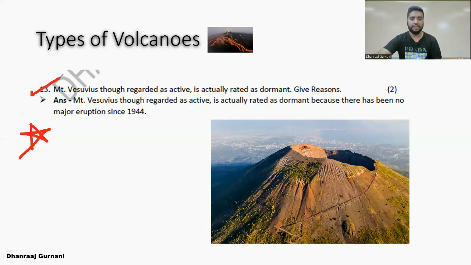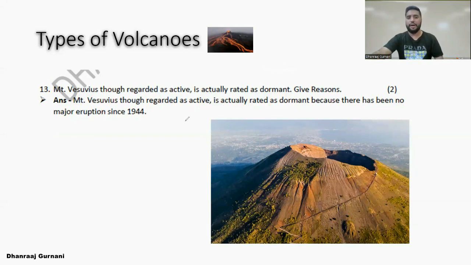What is it? Mount Vesuvius, though regarded as active. Mount Vesuvius, here you have a photo, though regarded as active, is actually rated as dormant. So we regard it as active, but it is rated as dormant. Give reasons. A very important answer, a sure short answer. The question paper is incomplete without this question.